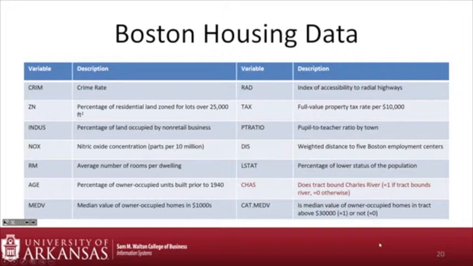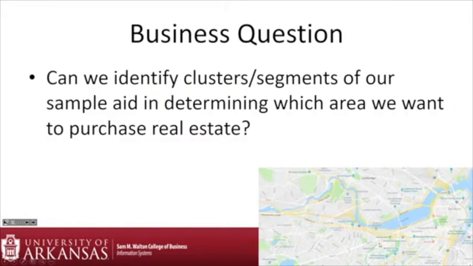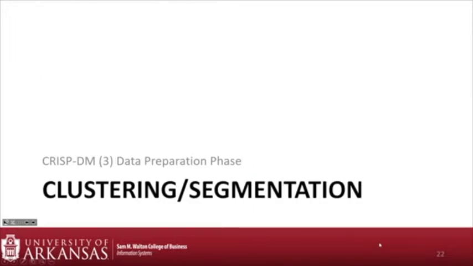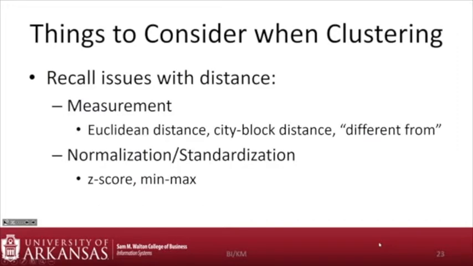For our Boston housing data, when we were trying to predict if something was on the river or not, can we identify clusters of our sample to aid in determining which area we want to purchase our real estate? So the river is quite large. Where along the river might we want to purchase? Where should we cluster? What should we look for in good homes? Any kind of question like that, where finding a group of people would be useful, is where clustering and segmentation can happen.